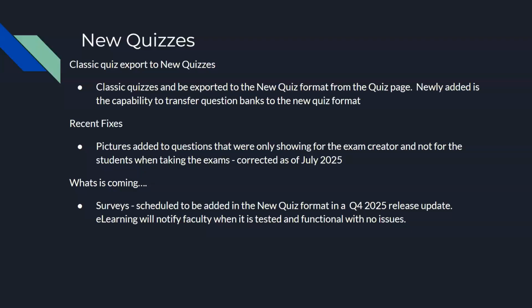What is coming? One of the main reasons a lot of faculty stick with the classic quizzes is the surveys. I know our department's been all over our Canvas rep about surveys for a long time now. For some reason, they've just hit a stumbling block with surveys. But according to Canvas, by the fourth quarter, which is hopefully the end of December, they're saying in the beginning, but we'll see, surveys will be included in the new quiz format. When we get that information and we have tested it, make sure it's functional and everything works, we will put that out to faculty so you can use it in the new quiz format.